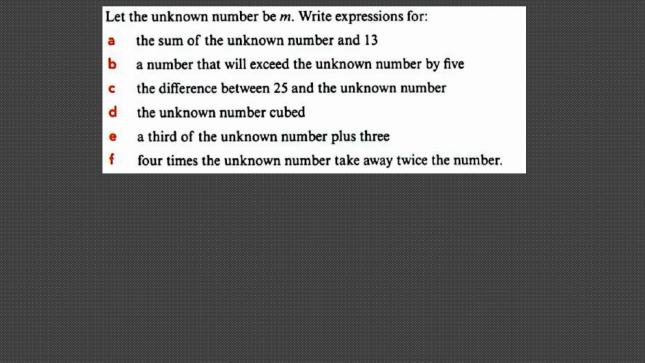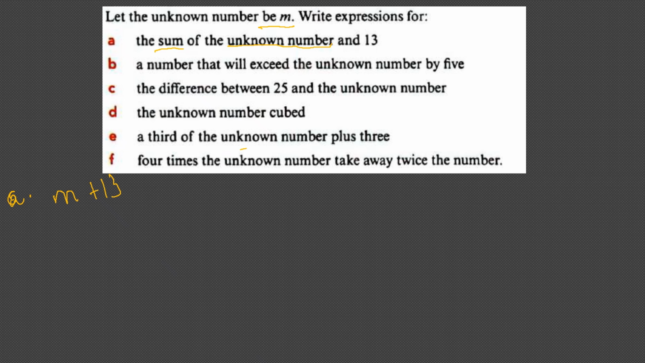So we're taking a look at exercise 3. You can pause the video now to answer it yourself, but I'll be starting now. So the question says, let the unknown number be m. And now we have to write expressions. Question A says the sum of the unknown number and 13. Sum means addition. So you take the unknown number, which is m, and you add it to 13. And so that will be your answer for that.